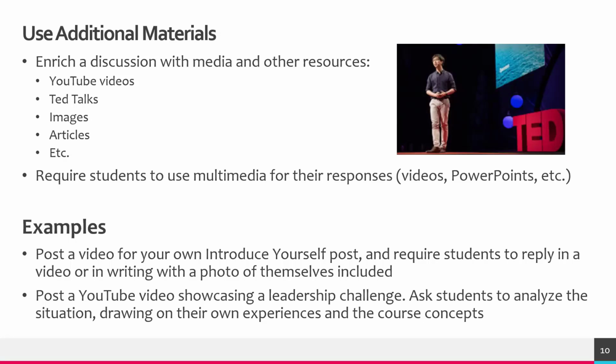Yeah, so even if you want to keep a prompt that's already in the master, you can add the requirement that they have to reply with multimedia. Absolutely. So that's awesome.